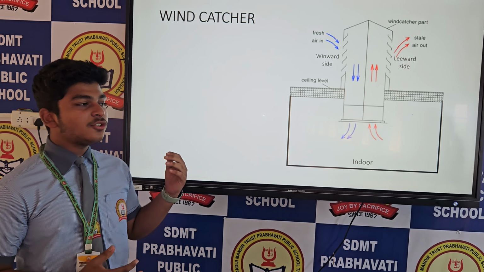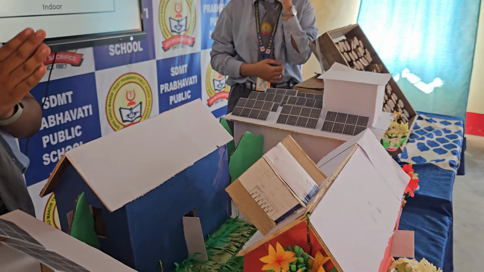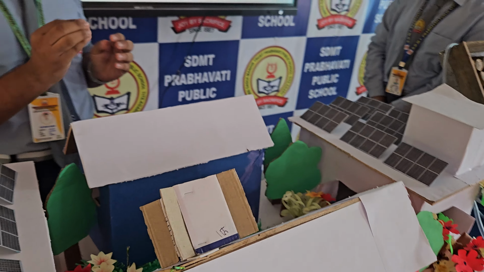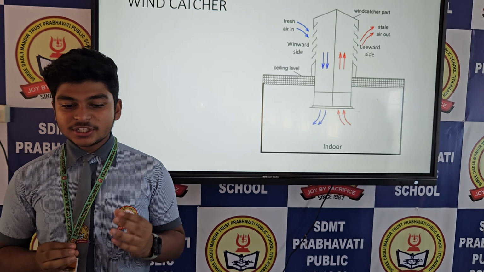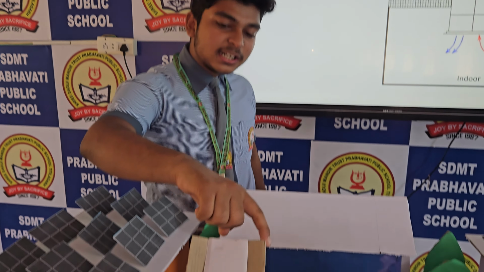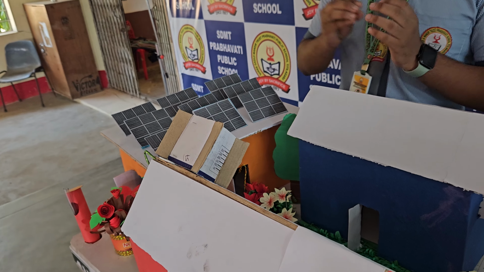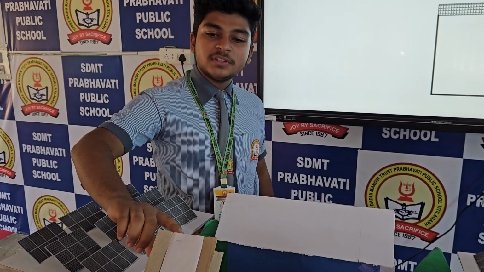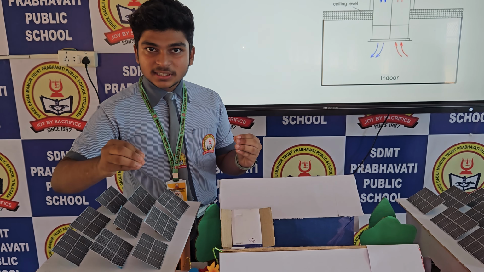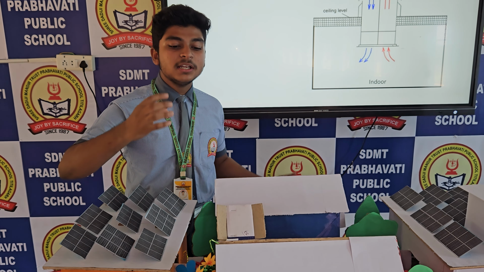So the next technique, as you can see, is the wind catcher. This is the structure of the wind catcher. During the summer season, it is one of the most effective techniques with which we can maintain the temperature of our house. Here you can see there are two sides. One is known as the windward side, another is known as the leeward side. So what is the windward side? The side of this wind catcher which is facing towards the flow of the wind is known as the windward side, and the side which is not facing towards the flow of the wind is known as the leeward side.